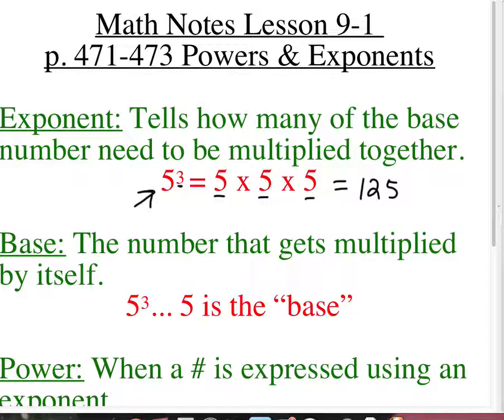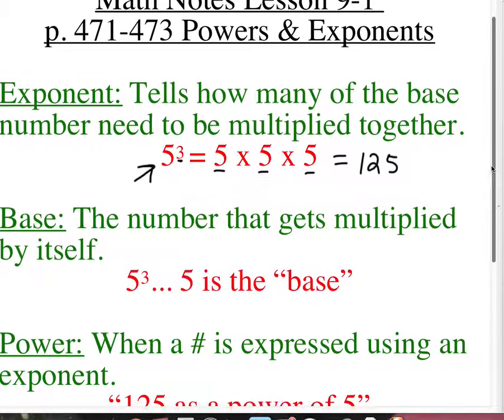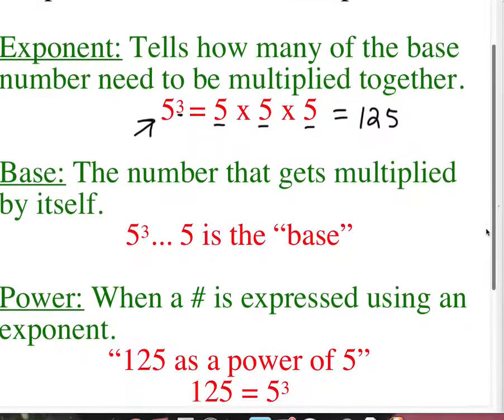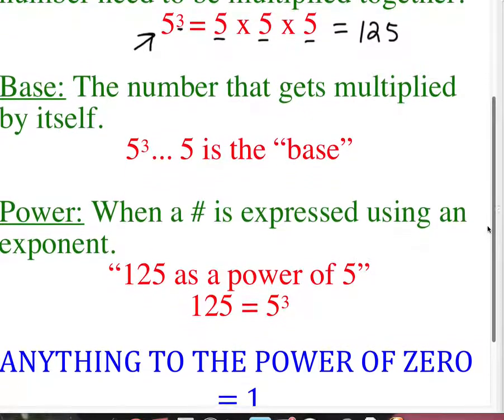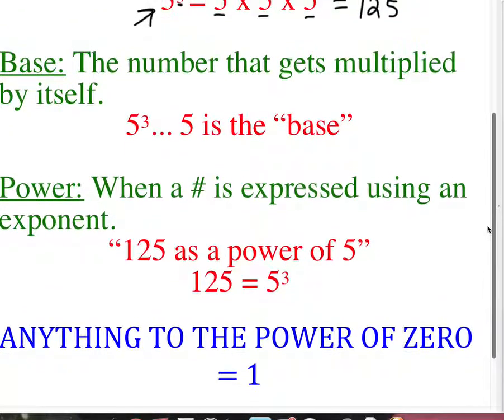The next definition is what is the base? Well, that is the number that gets multiplied by itself. So when a number is written as a power, the base number is the big number, and the exponent is the little tiny number that's raised up and to the right. So in this example, again, 5 is the base number, and that's the number that we multiplied by itself 3 times according to the exponent.